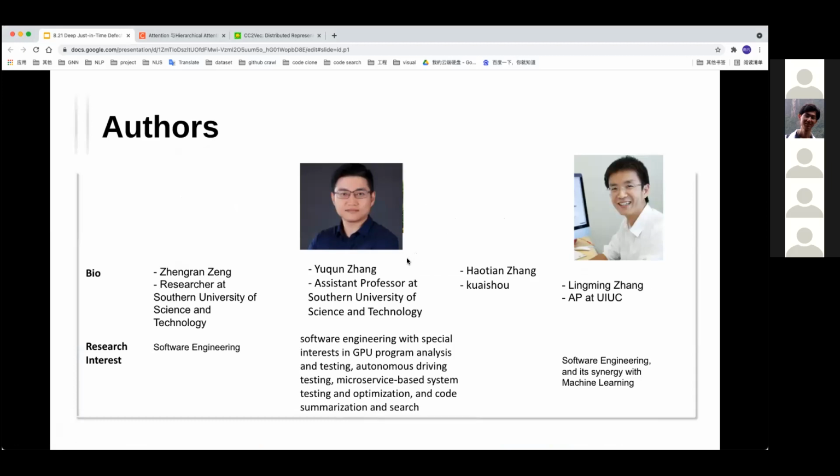There are four authors, and I can't find information on the first two. I only know the first author is a researcher at Southern University of Science and Technology. The second author is an AP at the Southern University of Science and Technology who mainly focuses on software engineering. The third author is maybe a researcher from Kuaishou. So this is a cooperative paper between the Southern University of Science and Technology, Kuaishou and UIUC. The fourth author is an AP at UIUC. Now Li Ning has been promoted to associate professor just 2 days ago. Okay. Yeah, he just got tenure, yeah. Okay.